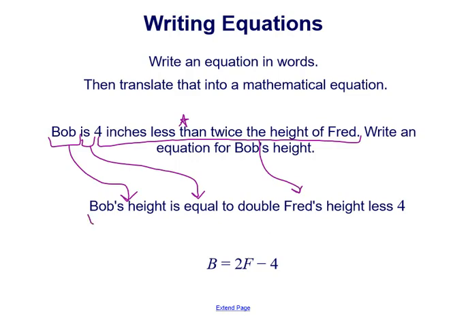We can have Bob's height, using a capital B is how we'll represent it, is equal to, that's our equal sign, making it an equation. And then we have double Fred's height less 4, which is 2 times capital F minus 4. So Bob is 4 inches less than twice the height of Fred, in an equation: B equals 2F minus 4.